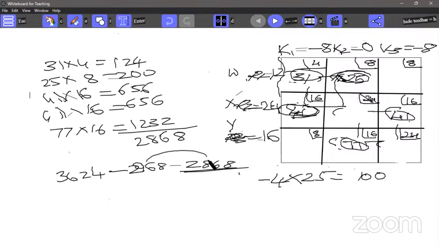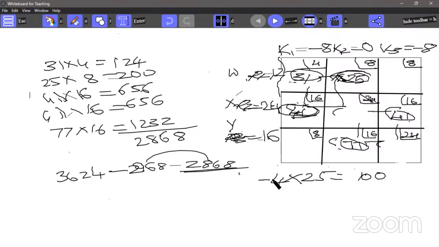See here, difference between 2968 and 2868. Isn't it 100? Yes, ma'am. Is it clear? So did you understand this method, how to improvise? Now you can ask me a question.